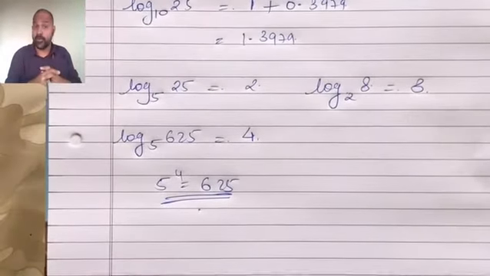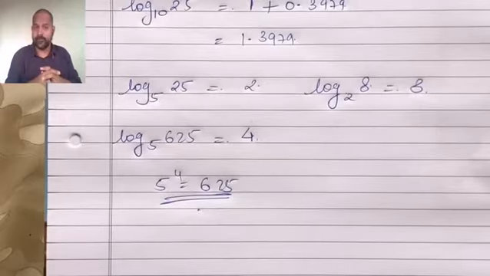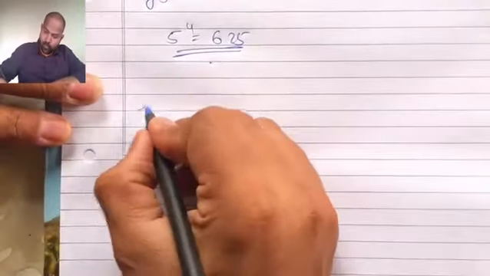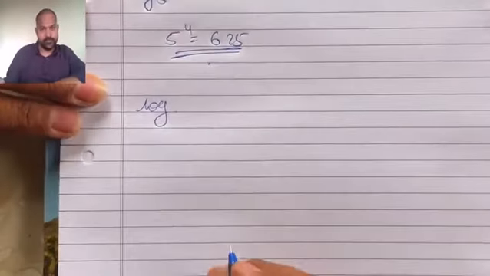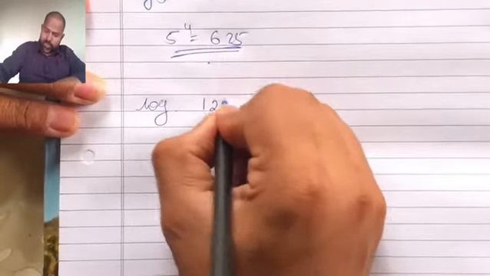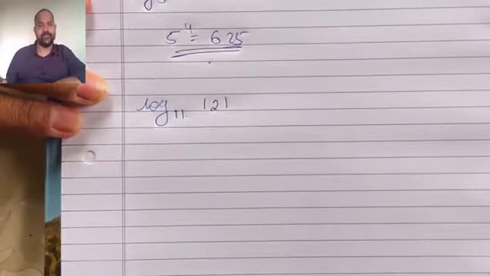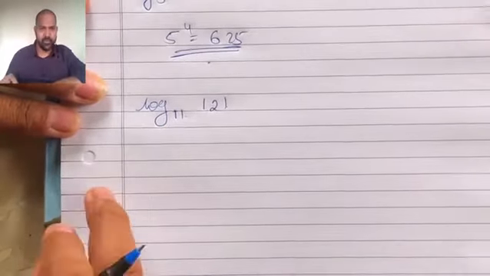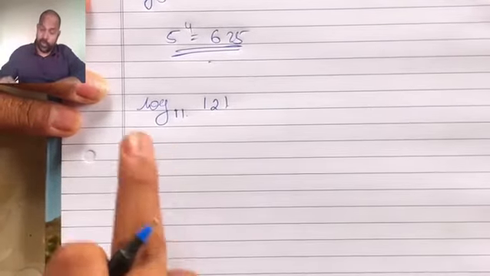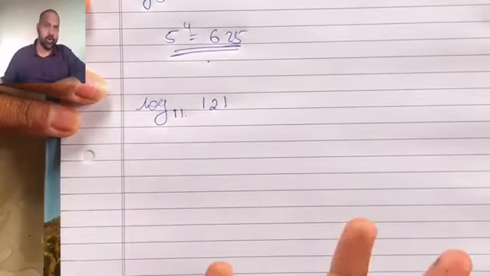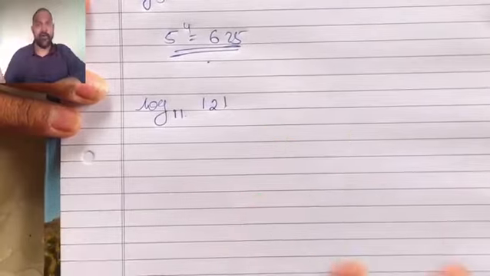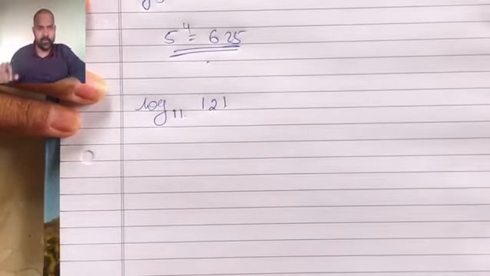What if it is not a perfect power of the base? For example, what if I go ahead and ask you, what is the log of, let's say, 121 to the base 11? Well, this I know. See, I have a log table to the base 10. I don't have a log table to the base 11. I can't create a new log table every time you change the base. Tomorrow you will say the base is 11.5. I will have to make a new log table to the powers of 11.5.